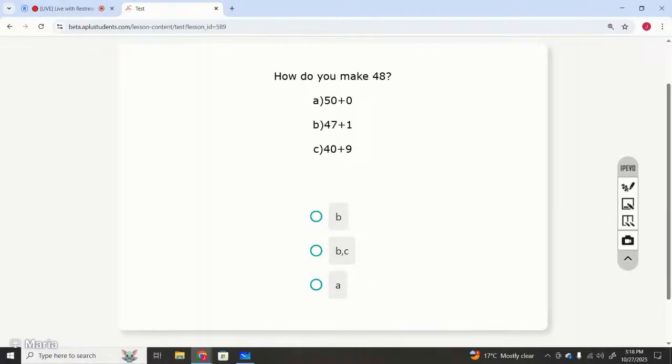How do you make 48? Option B is the correct option. That is 47 plus 1. Option number 1 is the correct option.